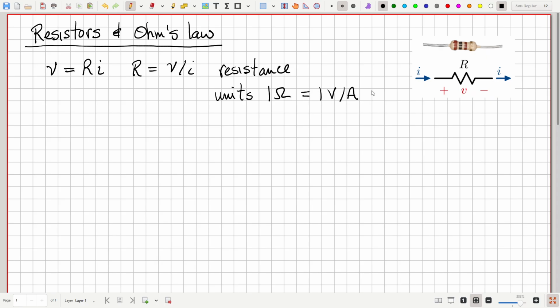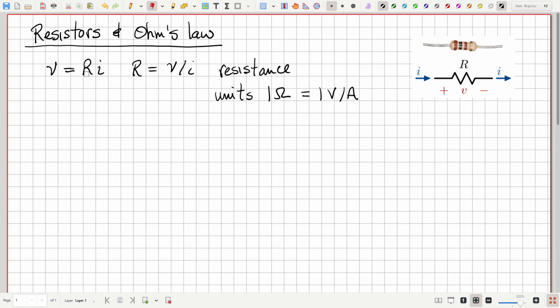Okay, so that means if we want 1 amp to flow through this resistor that has resistance 1 ohm, we need to apply a voltage drop of 1 volt. If the resistance was 10 ohms, then we would have 10 volts per amp. To get 1 amp to flow, we would need to apply 10 volts.